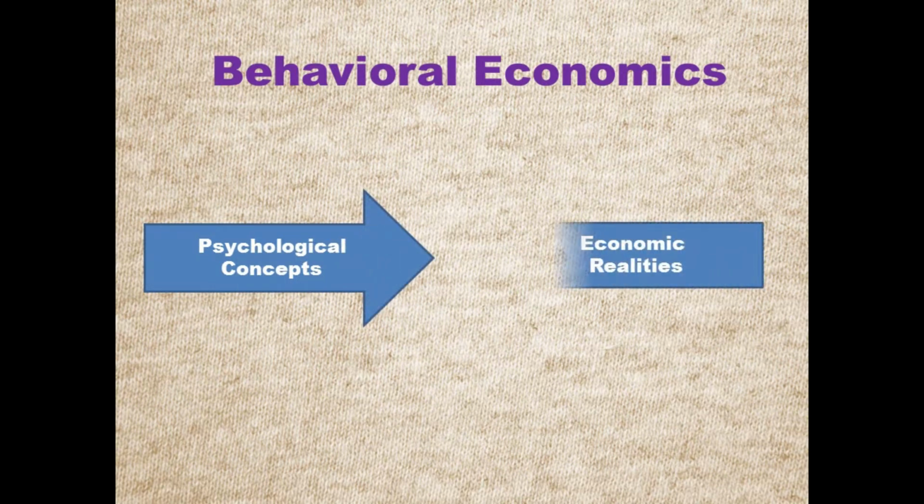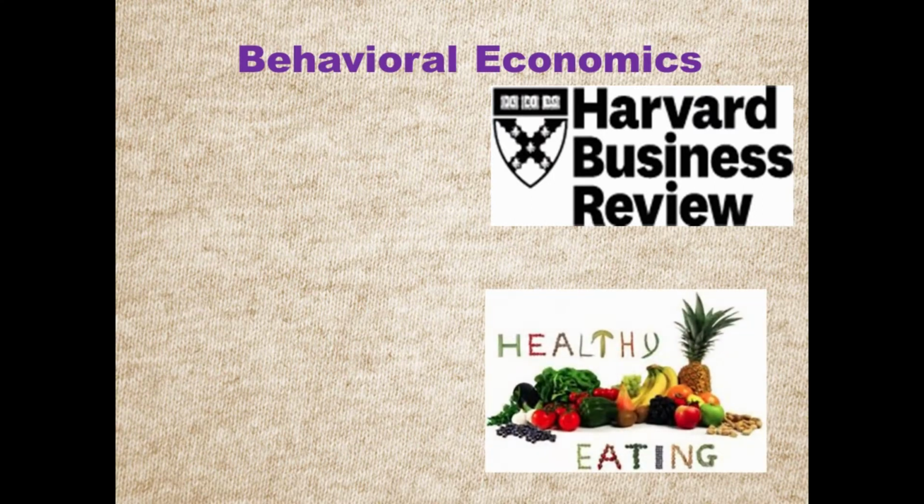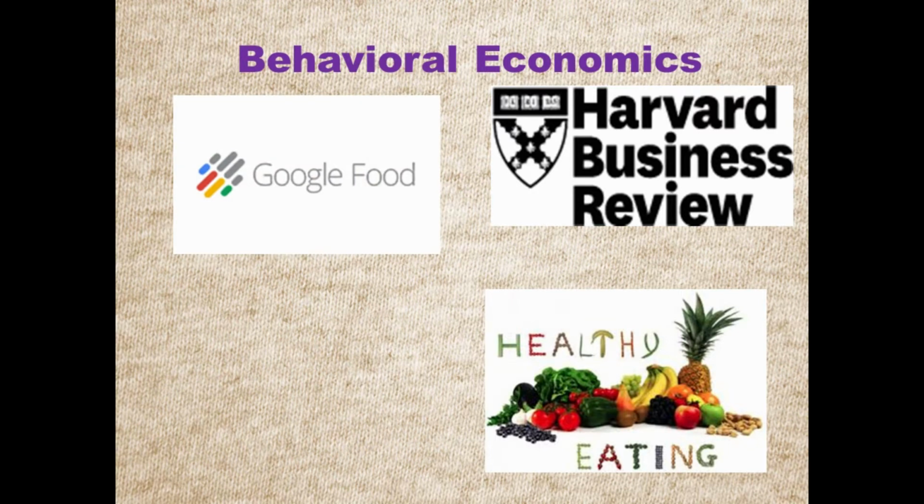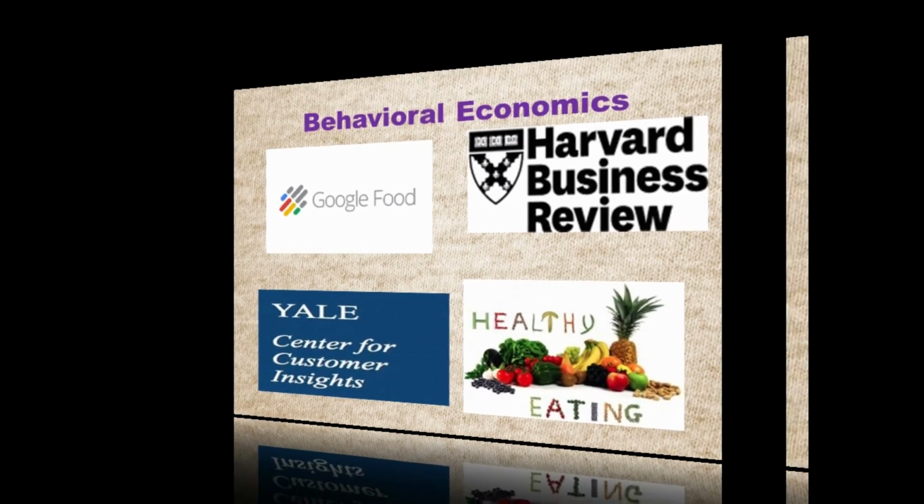What we are discussing is behavioral economics, or combining psychological concepts to economic realities. Harvard Business Review has a series of articles based on applying behavioral economics to healthy choice making. Researchers observed that creating safe, low-cost ways to help employees be healthy and make healthy eating choices is not without its challenges. Through a joint study between Google Food Team and the Yale Center for Customer Insights, they arrived at what they termed the 4 P's of behavior change as it relates to healthy eating.